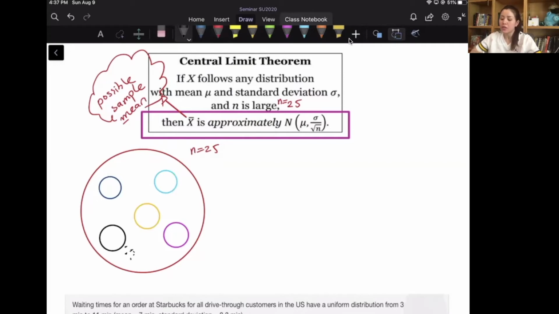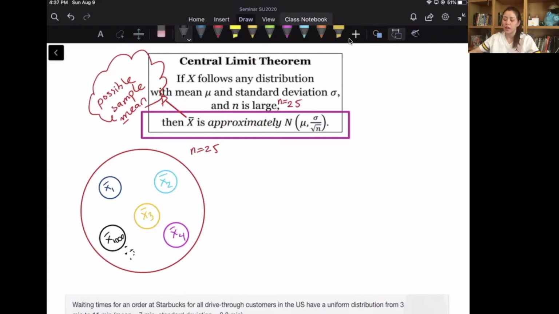So what I'm going to do next is, for each of these samples, I'm going to average them. For sample 1, I'm going to take the average of sample 1, so I have x bar 1. Same thing for sample 2, I take the average of sample 2, so I have x bar 2. I take the average of sample 3, so I have x bar 3. Average of sample 4, x bar 4, all the way to sample 1,000, where I take the average of sample 1,000.